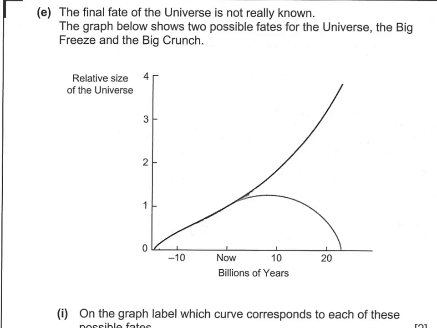The final fate of the universe is not really known. The graph below shows two possible fates of the universe, the big freeze and the big crunch. On the graph, label which curve corresponds to each of these possible fates. Okay, so crunch is when it expands out, just like when you throw a stone up, and comes back down and crunches to a tiny size again. Freeze is where you throw a stone up so far that it just keeps on going. And the universe just gradually gets cooler. So this is the crunch, and this is the freeze.